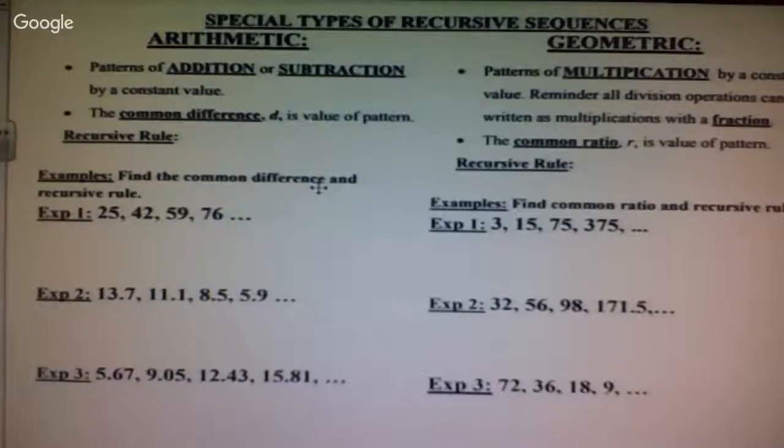The value that you add or subtract is what we call the common difference, which is represented by d. Your recursive rule for these will always be the previous term plus or minus whatever your difference is.